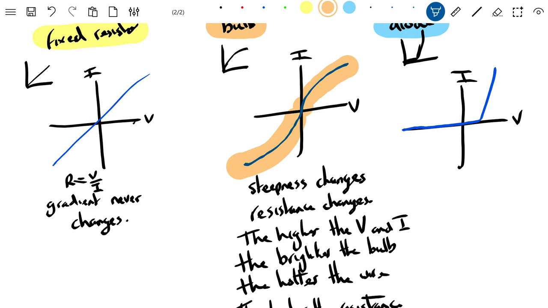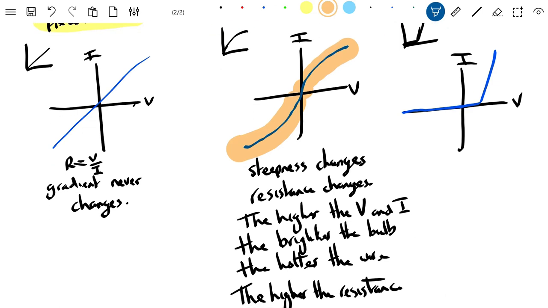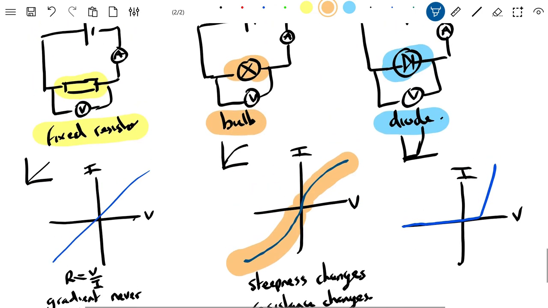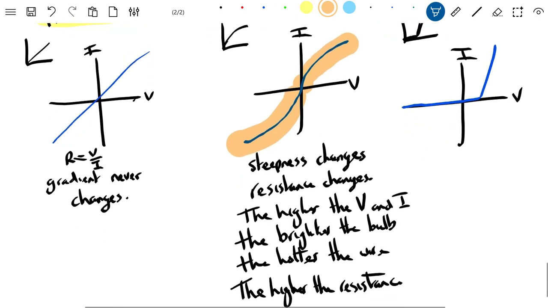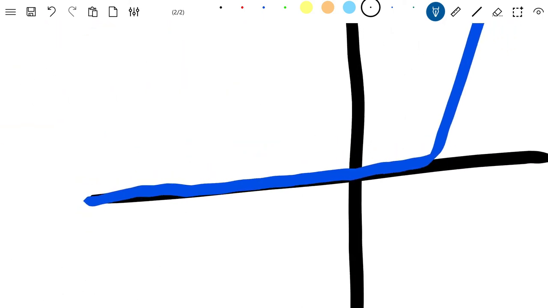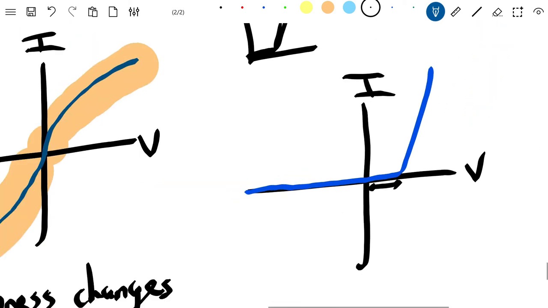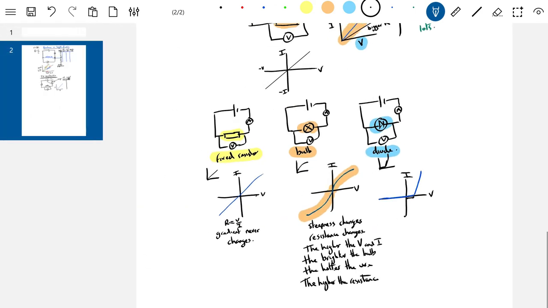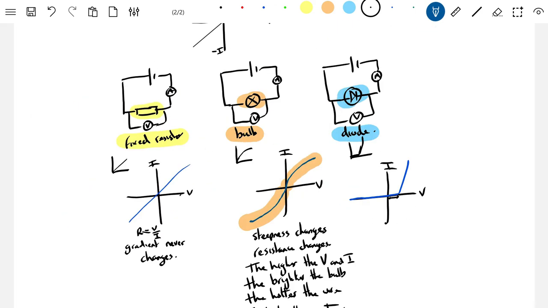Now this is an interesting one, and this is the reason why we do the negative graphs in the first place. So just to remind you, this is a diode. Now what a diode does is it only lets electricity pass through in one direction. And a diode also needs a tiny bit of electrical push first in order to allow the current to flow. So it needs a tiny bit of potential difference in order for that current to flow.